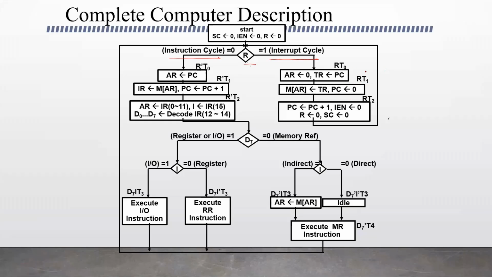And you know the sequence of operations involved in the interrupt cycle. The content of PC, the return address, needs to be moved to the 0th location in memory, and PC needs to be set to location 1, and the interrupt service routine is executed. Once it is serviced, IEN, the interrupt enable flip-flop, is set to 0, and R is set to 0 and SC is set to 0, once the instructions are executed.